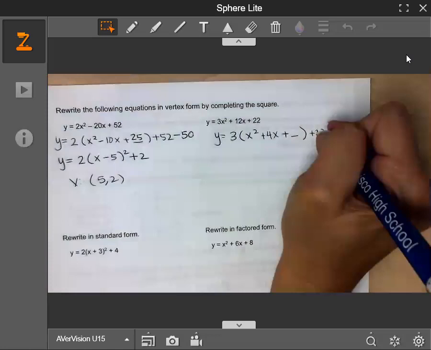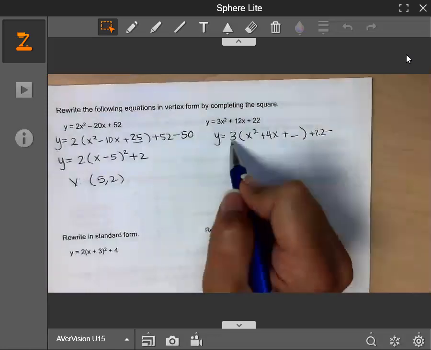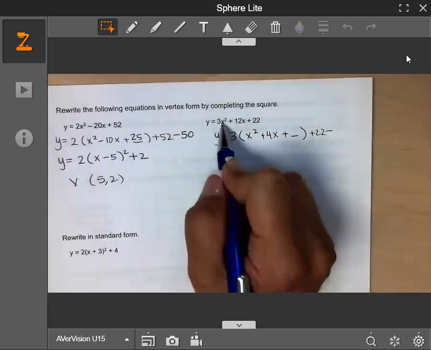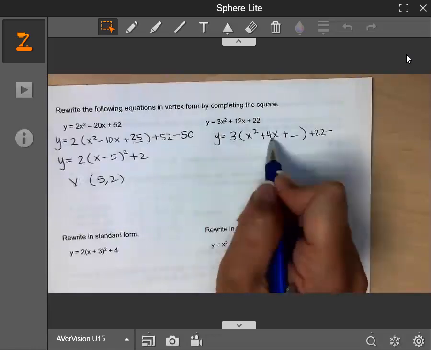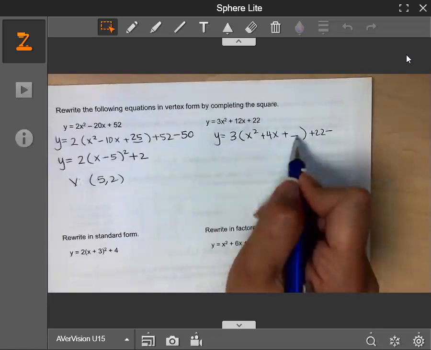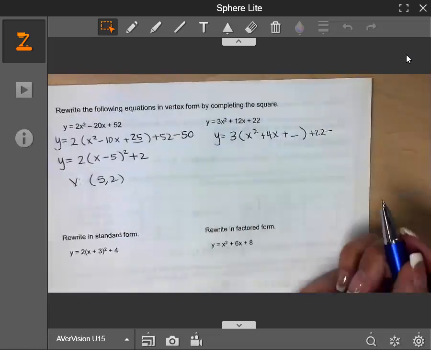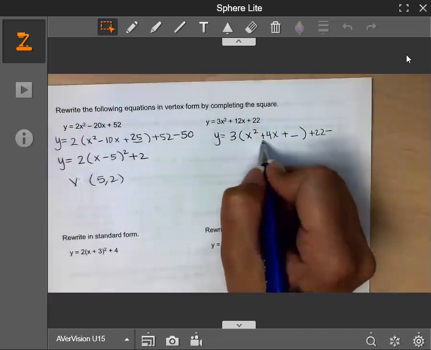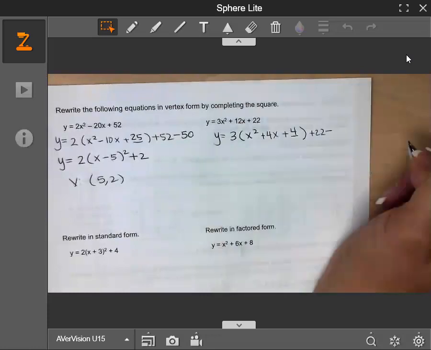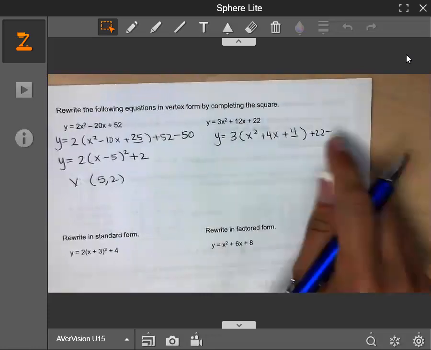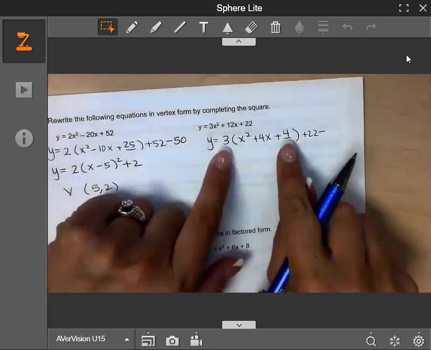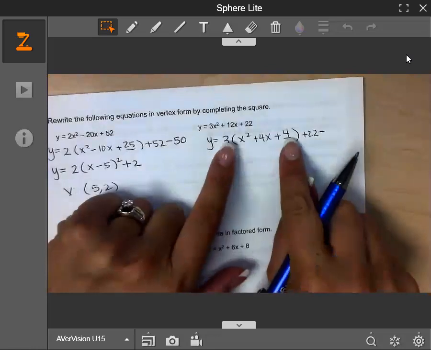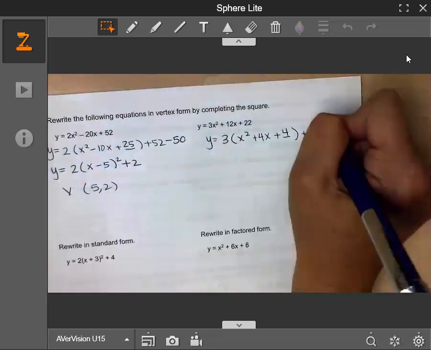And so now we've made this a perfect square, or we're going to make it a perfect square. 3 times x squared gives us 3x squared. 3 times 4x gives us 12x. And then we're looking for what makes us the perfect square trinomial here. So b, 4, divided by 2 is 2, squared is 4. We just added a value of 12 because 3 times 4 gives us 12. So we need to subtract a value of 12.